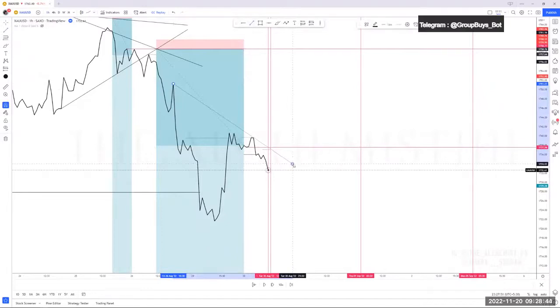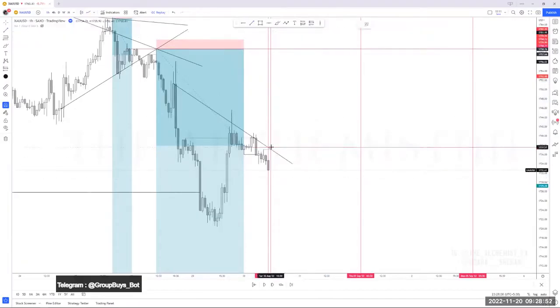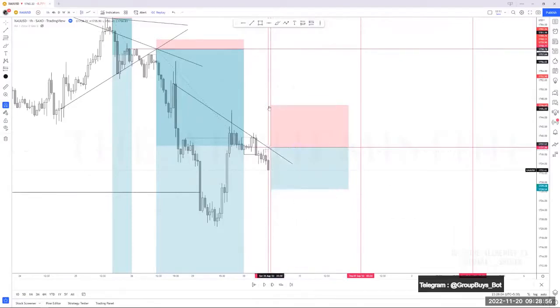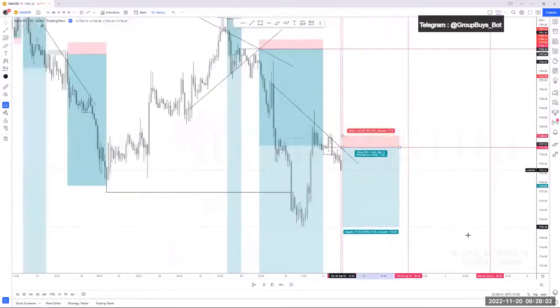This would be a good one. Yes, can you see it? Like this. Okay, let's draw it like this. It's perfect confluence, because liquidity is also there. Okay, let's sell it here. Stop loss, say 25 pips. First target, external range liquidity.